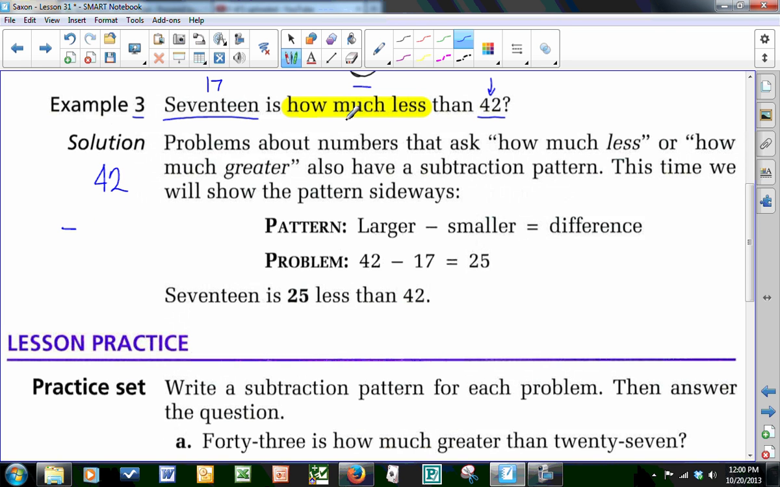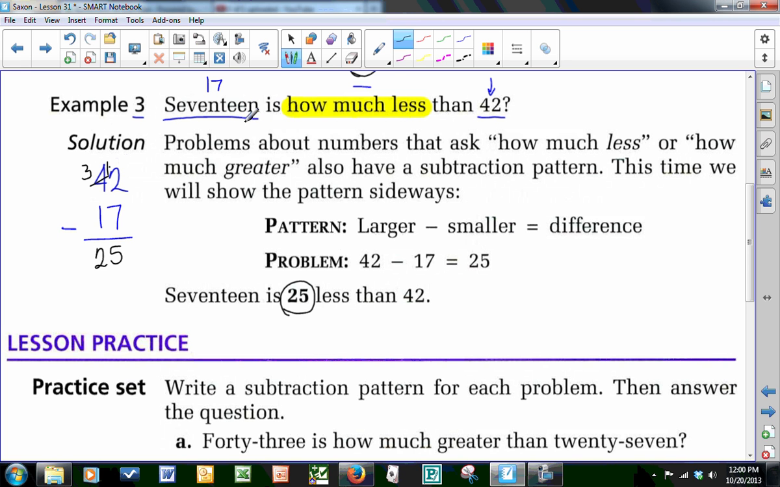Subtract, because this is a subtraction pattern. 17. And once again, we have to regroup because 2 minus 7 cannot be done. We have to borrow. That becomes a 3. 12 minus 7 is 5. 3 minus 1 is 2. So 17 is 25 less than 42. And there's no label here because they're just comparing numbers, not objects.